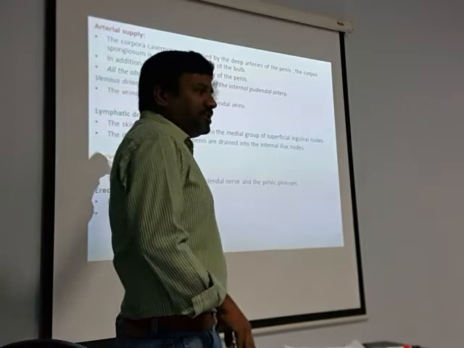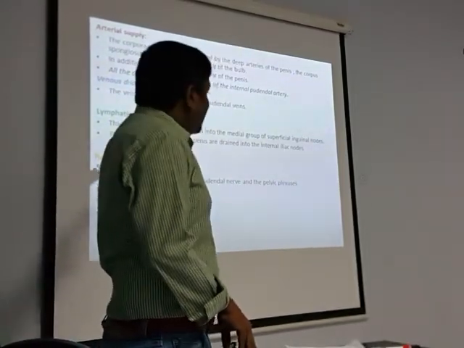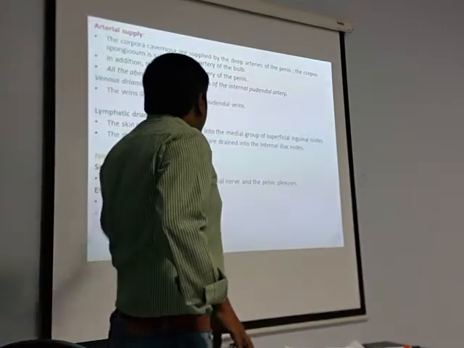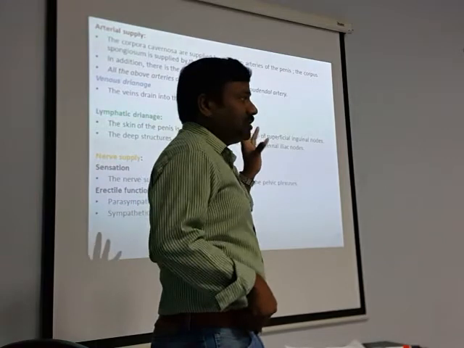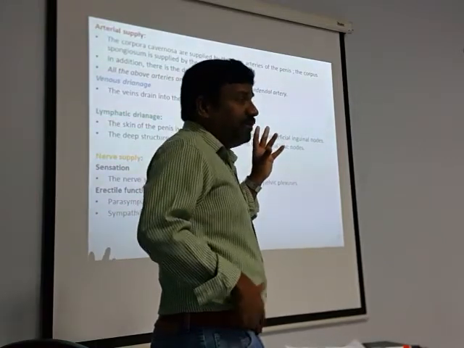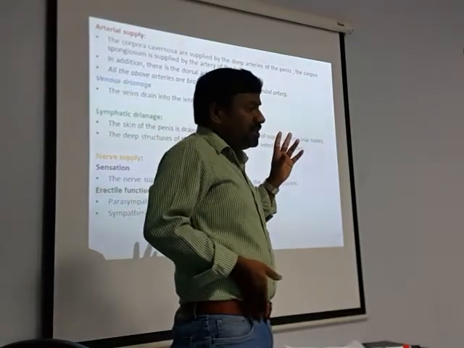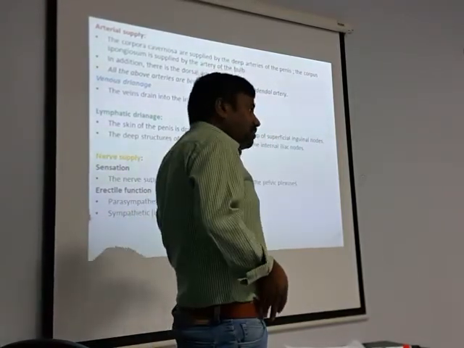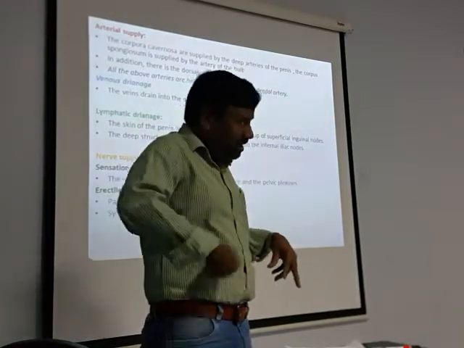The deep vein of the penis and the dorsal veins of the penis all drain into the internal pudendal veins. Am I clear? And the lymphatic drainage is important. The skin of the penis, including some parts of the glans, drains into the superficial inguinal lymph nodes, specifically the medial part. Whereas the deep structures of the penis drain into the internal iliac nodes, which are on the inner side in the pelvis.